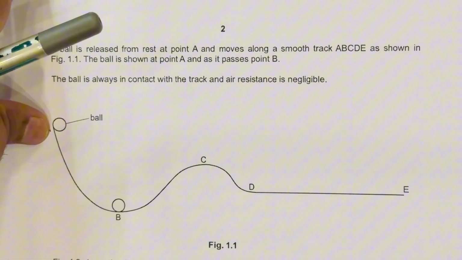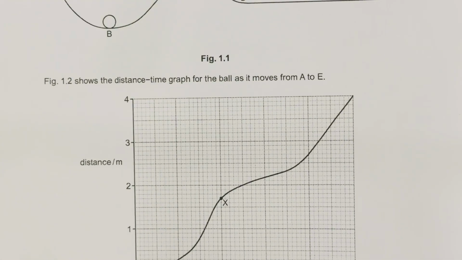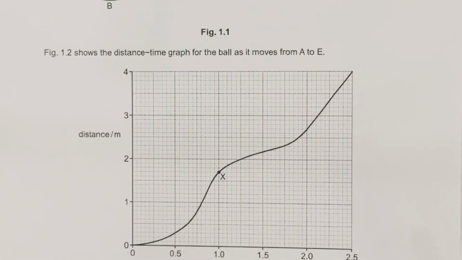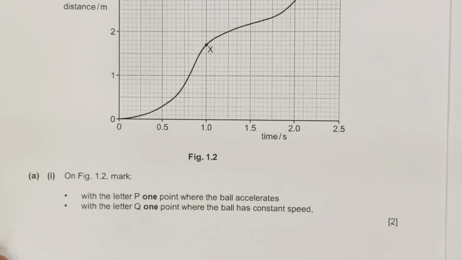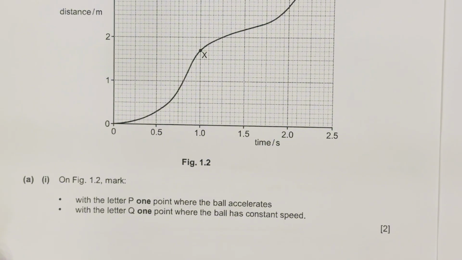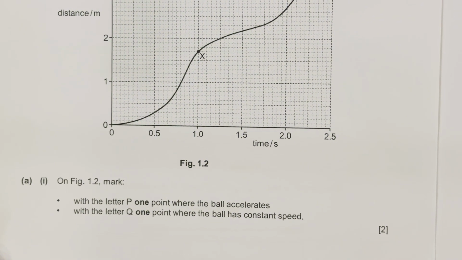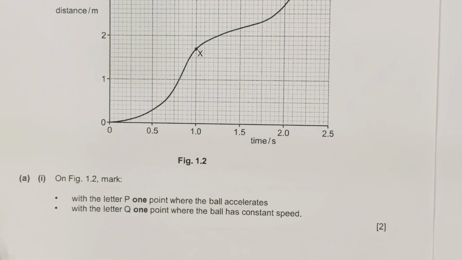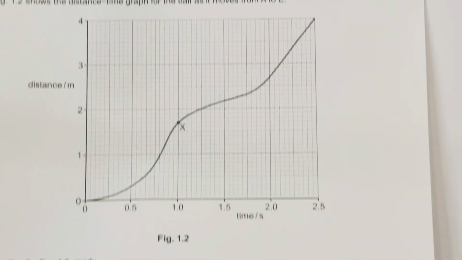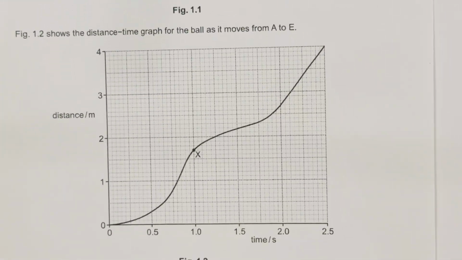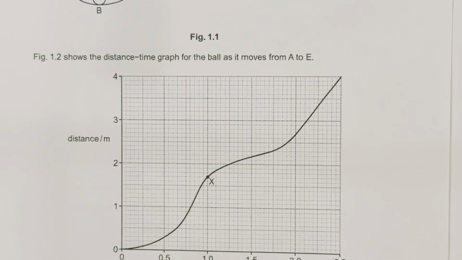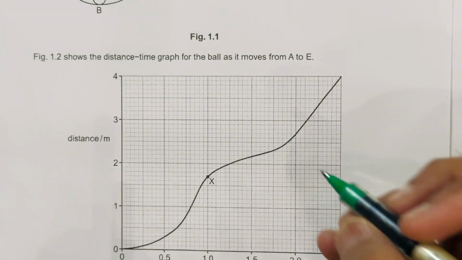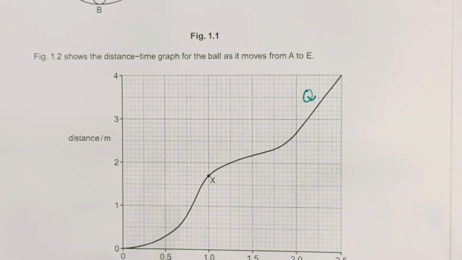So we have been given by the figure 1.2 show the distance time graph for the above situation from A to E. On figure 1.2, mark with the letter P the point where the ball accelerates, and with the letter Q where the ball has a constant speed, and we know that constant speed was at D and E. So we can see from the graph it has a constant gradient, so it is this way. It is showing the constant speed Q.